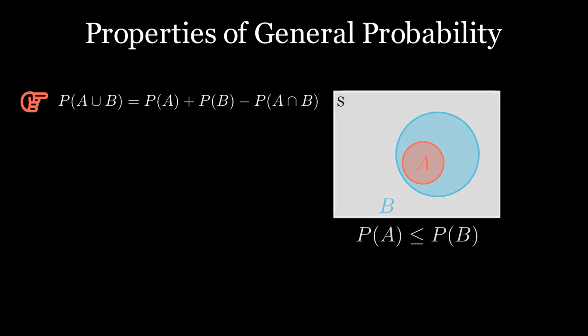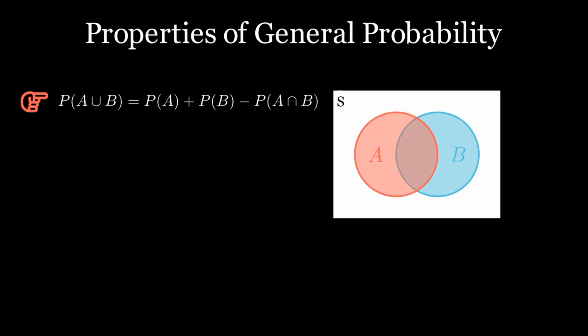Finally, the third property states that the probability of the union of events A and B is equal to the sum of the probabilities of events A and B minus the probability of the intersection of events A and B. Let's say we have a sample space S and two events, event A and event B, inside the sample space.